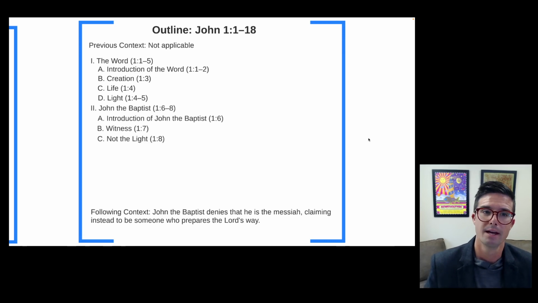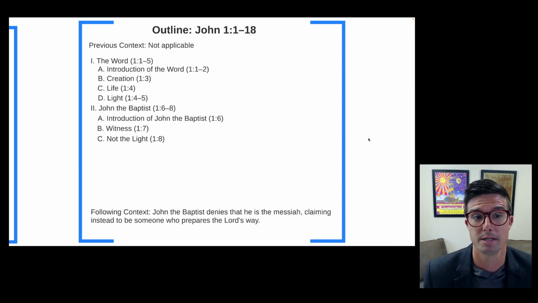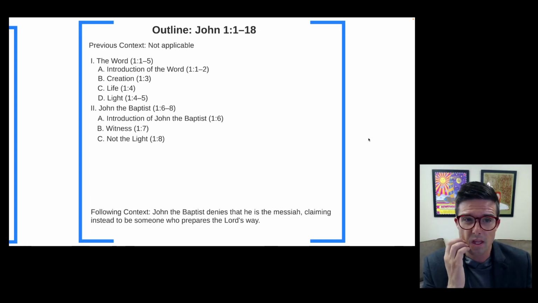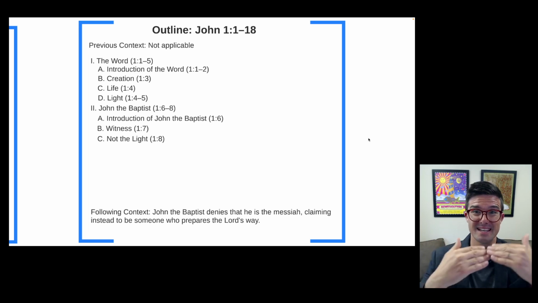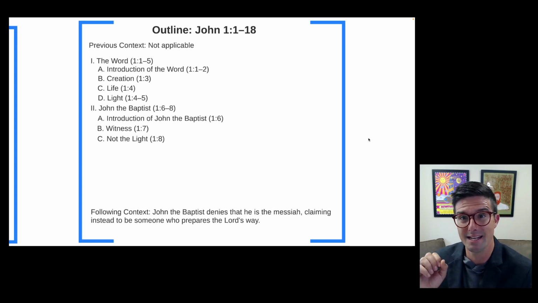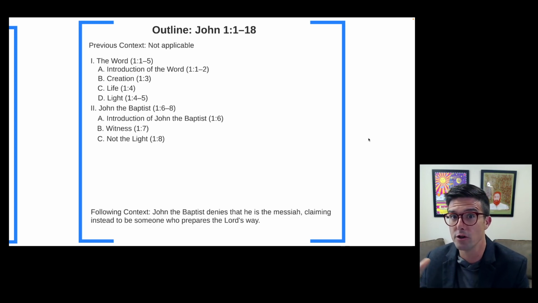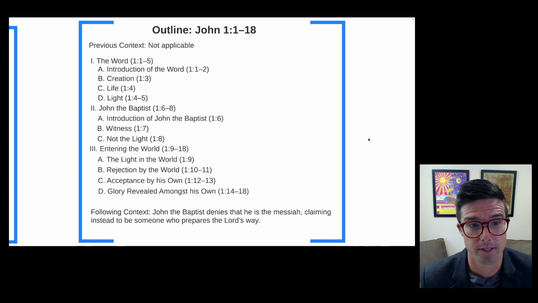In the second move, we have what I am convinced is somewhat intrusive material about John the Baptist. It doesn't follow the same poetic structure. The section really serves to make clear that John the Baptist is not the light. John the Baptist is not the word. John the Baptist is lower than Jesus. And I do think that reflects something going on with the Johannine community and the broader Jewish world in which John the Baptist's circle was influential in the first century.